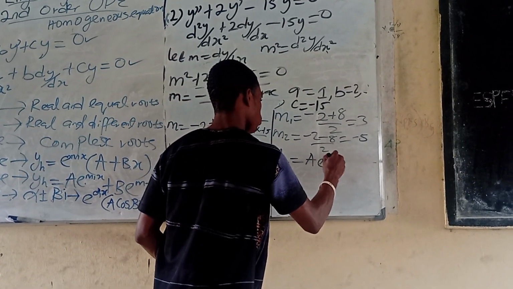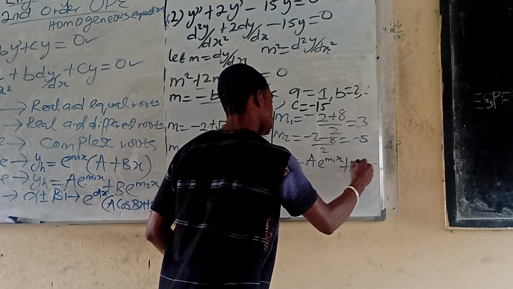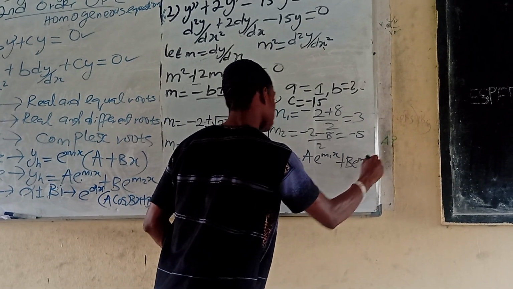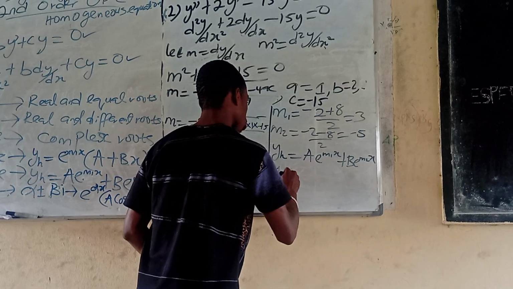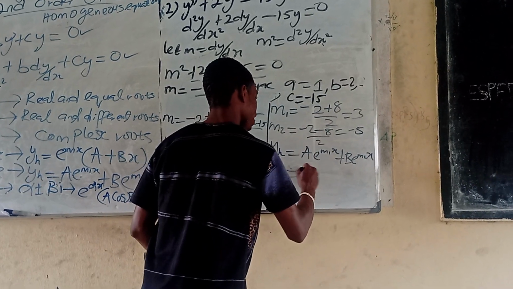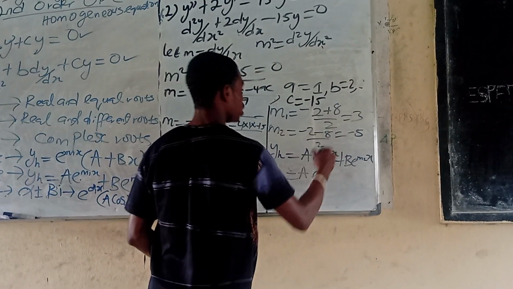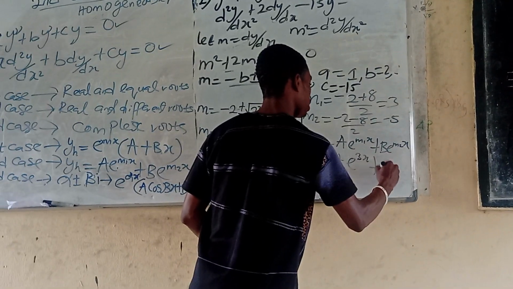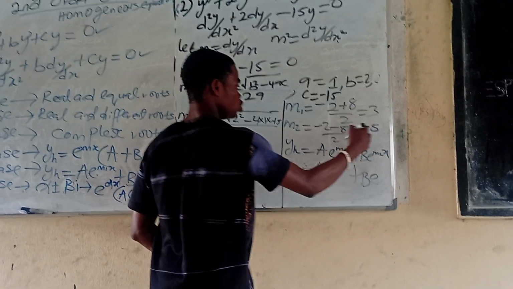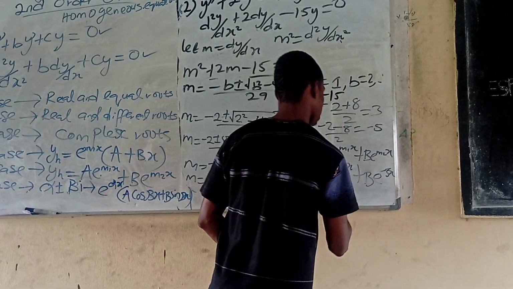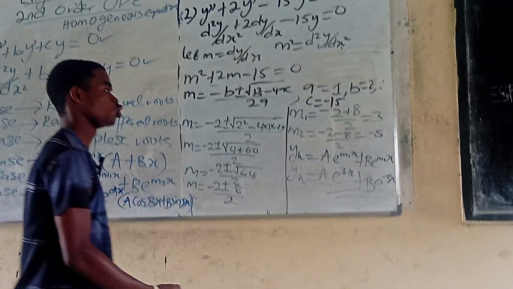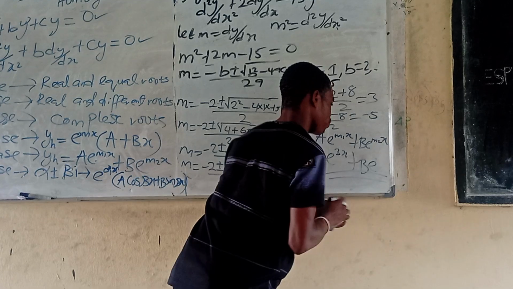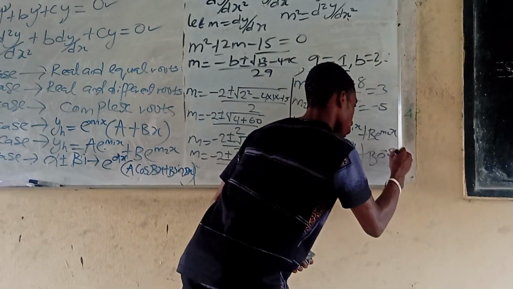y homogeneous equals a exponential m1x plus b exponential m2x. So y homogeneous equals a exponential 3x plus b exponential minus 5x. This is the general solution for the question.